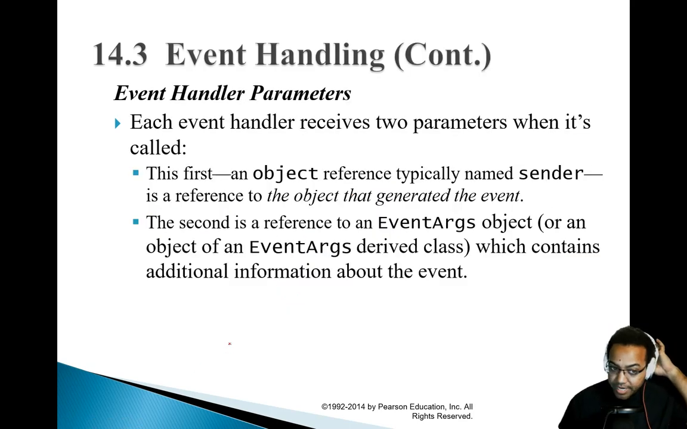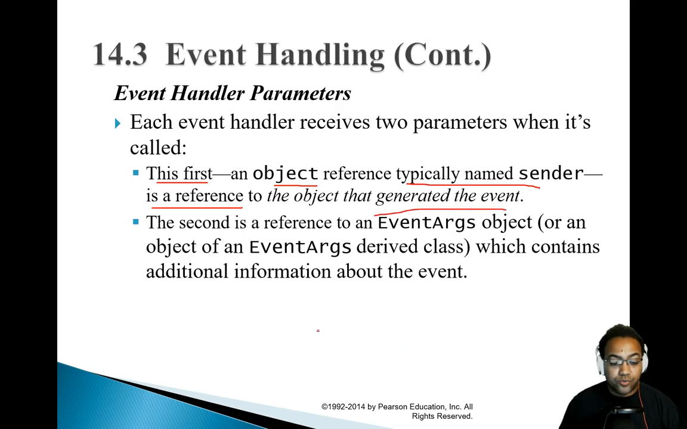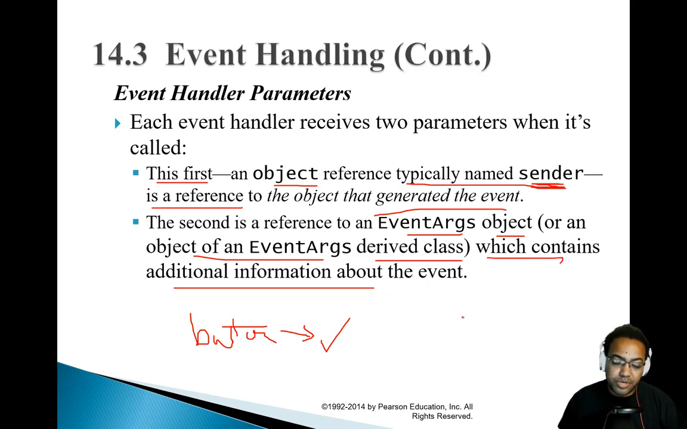So, each event handler receives two parameters. The first, the object reference, typically sender, is a reference to the object that generated the event, meaning the object which we clicked, the button in this case. The button in which we clicked is the sender object that we're trying to load into that parameter. The second is a reference to the EventArgs object, or an object of an EventArgs-derived class, which contains additional information about the event. It pretty much tells the program what it needs to do.